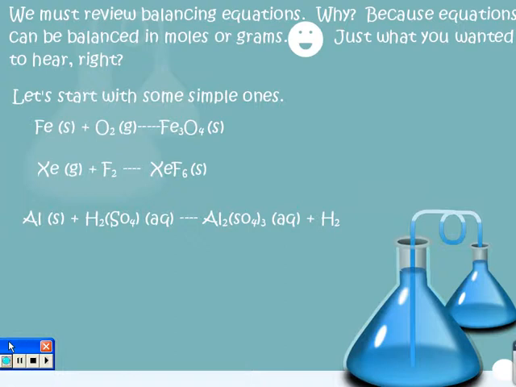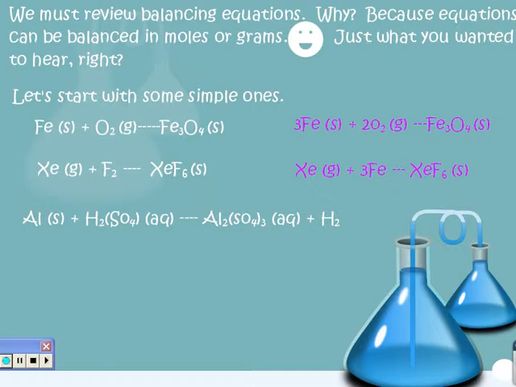So let's start with some simple ones. We have iron plus oxygen molecule yields Fe3O4. So how do we do that? Well, 3 Fe plus 2 O2 yields Fe3O4. Completely balanced equation. Now we have xenon plus F2, and we have xenon 1, fluorine 6, equals XeF6. I'm sorry, it says Fe, but it's F2.